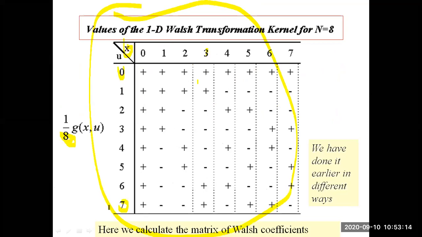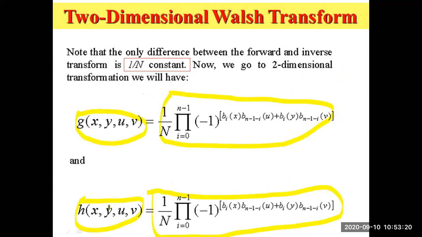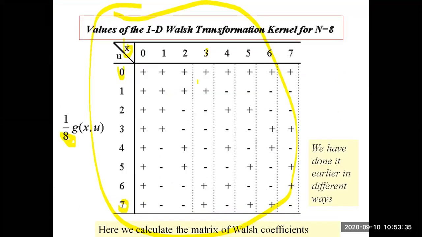Tomorrow we will discuss two-dimensional, and that also has a formula. Simply we will see, and it is very easy. After the calculation of your matrix, if that matrix is multiplied with your image, it is transformed from the spatial domain to the Walsh transform. We will see that in the next class.